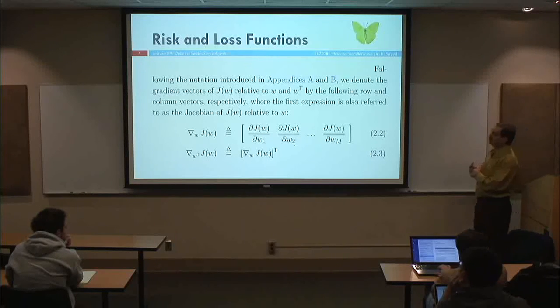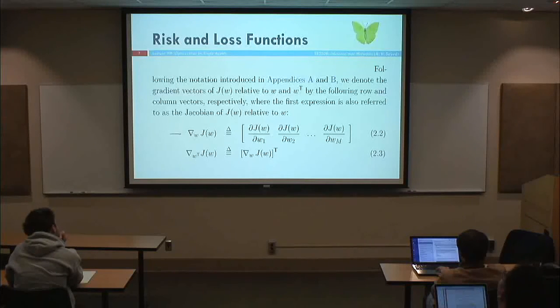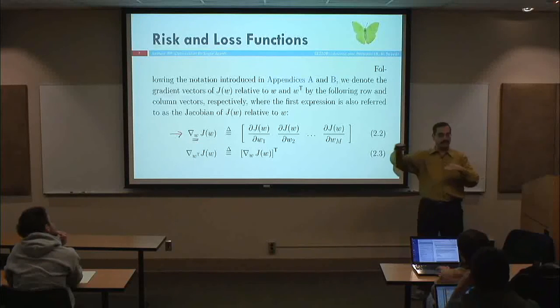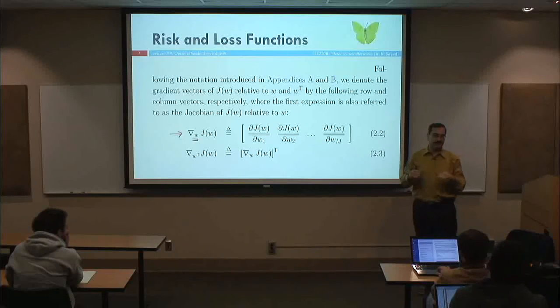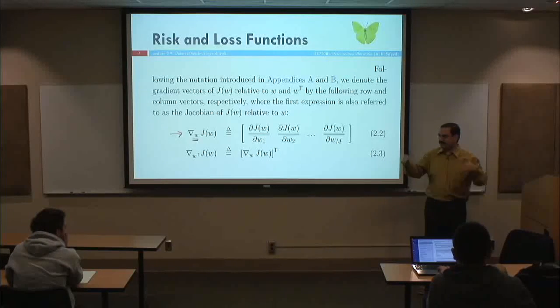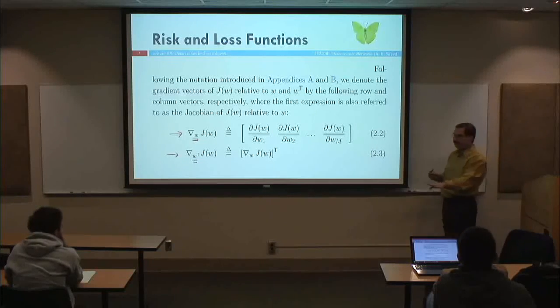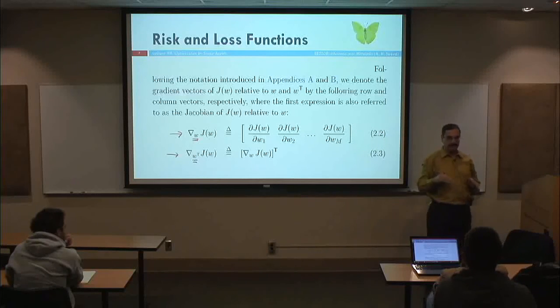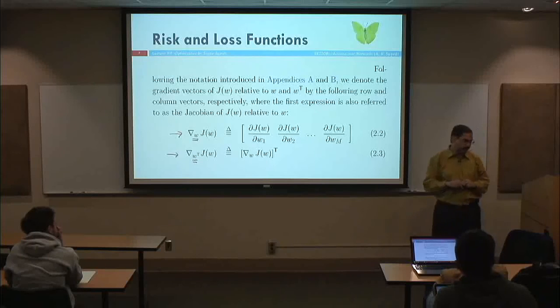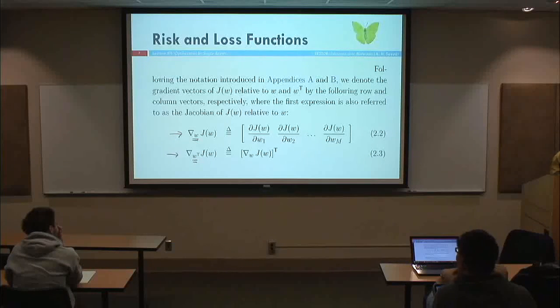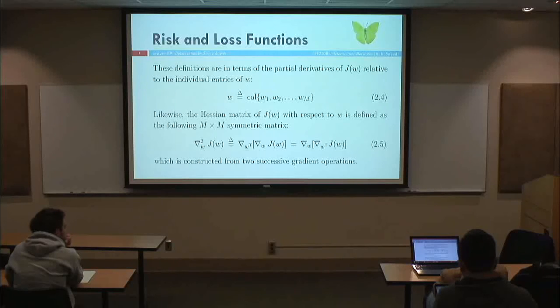So some notation, you already know about this notation. I'm going to denote the gradient vector of J relative to omega. Now omega is a column vector in my notation, so the gradient relative to a column is a row, and it will contain the partial derivatives relative to the individual entries of omega. Remember, this was our definition of the gradient vector. And if you compute the gradient relative to the transpose of omega, omega transpose is a row, so that gradient becomes a column. It is the transpose of the previous gradient vector. So this is just a reminder of how we define the gradient vector of J.